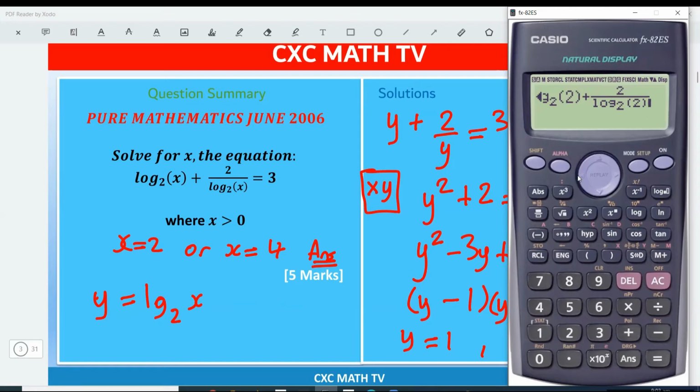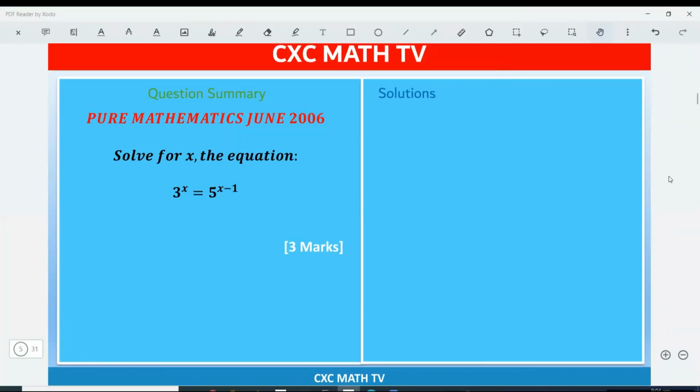Let's check when x is 4. When x is 4, we're also correct. All right, beautiful. So that's how we would have tackled this question taken from June 2006. Nice. This was also a part of the 2006 question here.